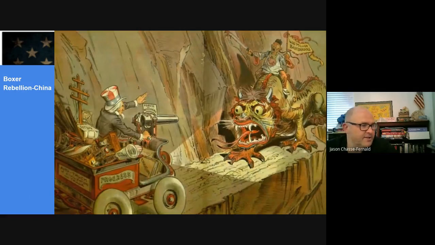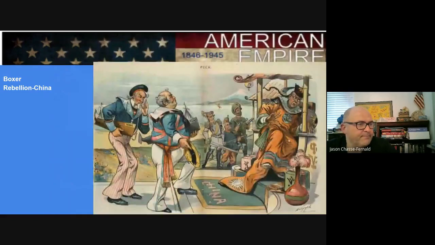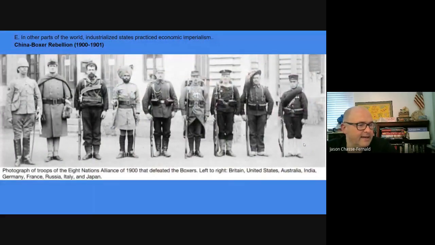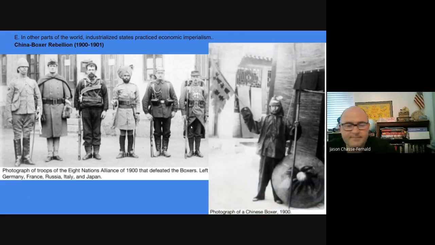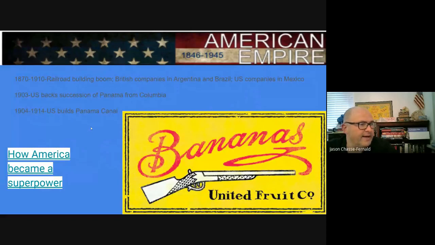Here's another image portraying U.S. intervention in China in the Boxer Rebellion. And here we're seeing the Eight-Nation Alliance in 1900 that defeated the Boxers: Britain, the U.S., the colony of Australia, the Raj of India, Germany, France, Russia, Italy, and Japan, all fighting together against the Boxers. That's about it for today.